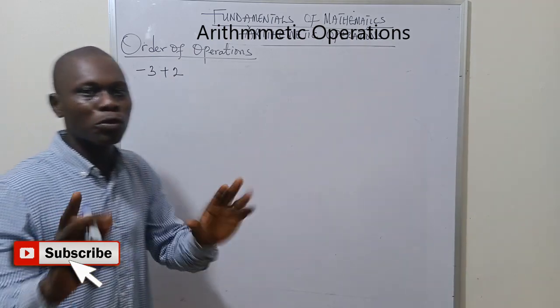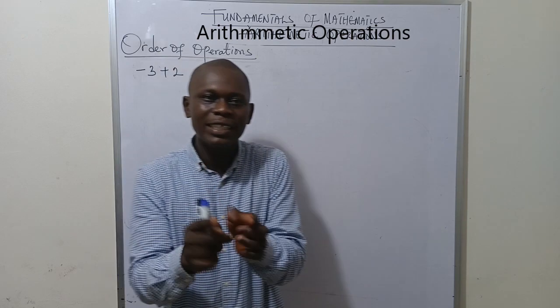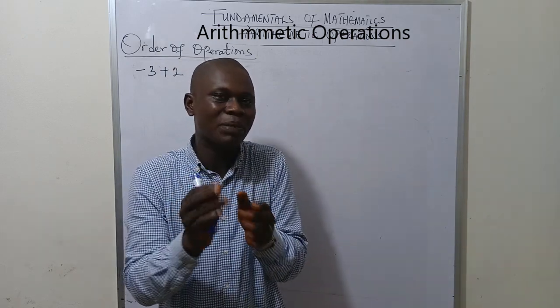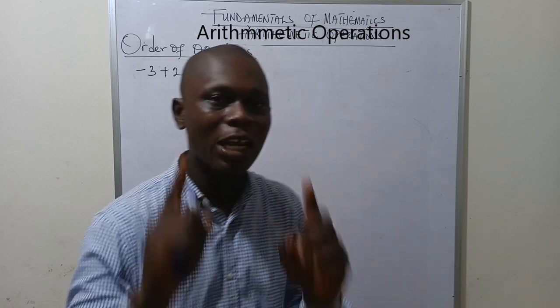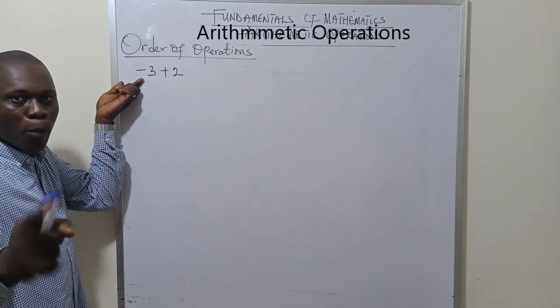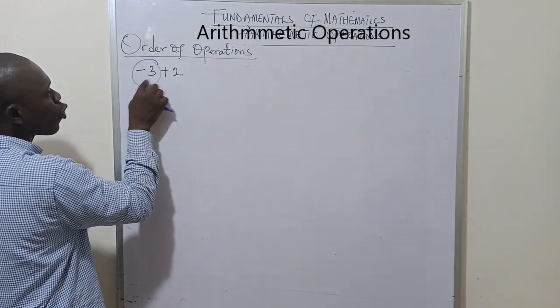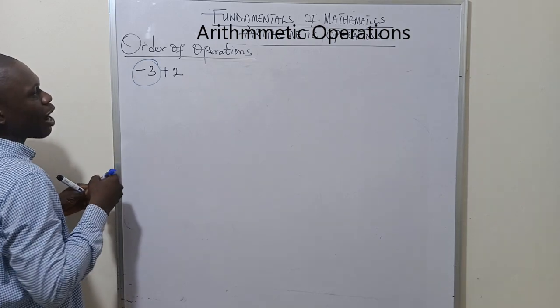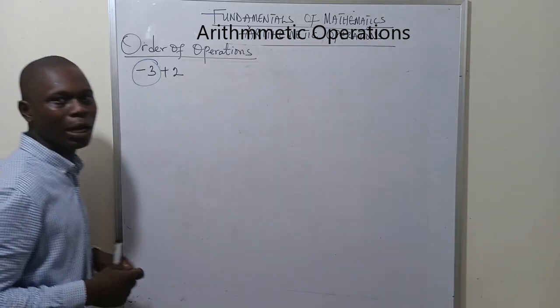It's a very simple process, but I want you to have this at the back of your mind. Anytime a negative sign precedes a number, don't forget it's a negative number. Anytime you have a negative number, it simply means that you are owing or borrowing that amount. It means at this point you are owing 3 naira. But every time you have a plus in front of a number, it means you are returning that amount.